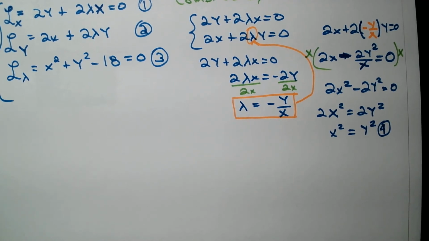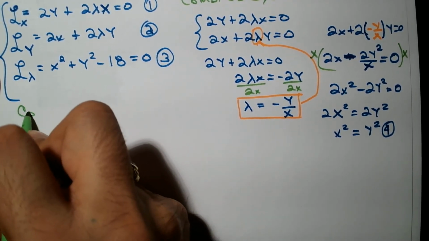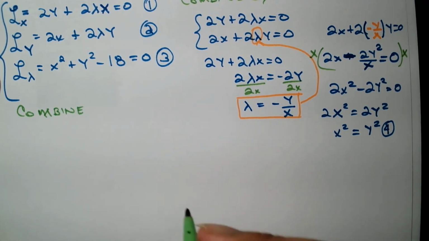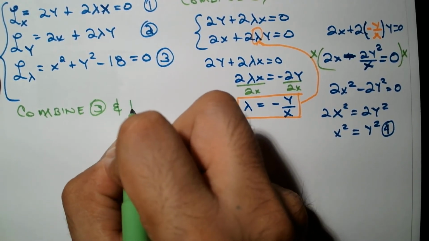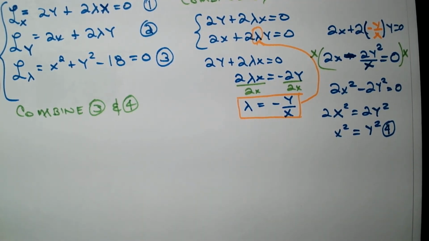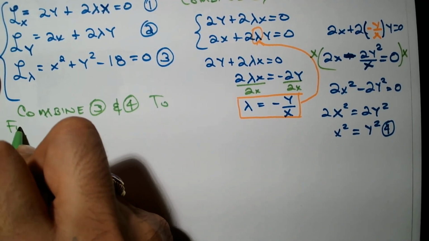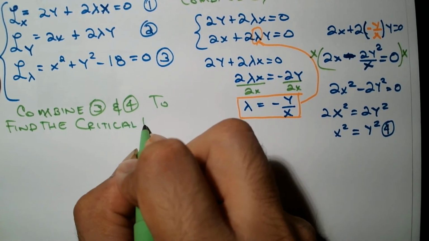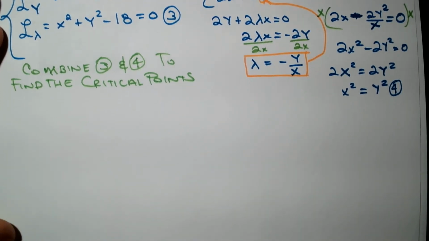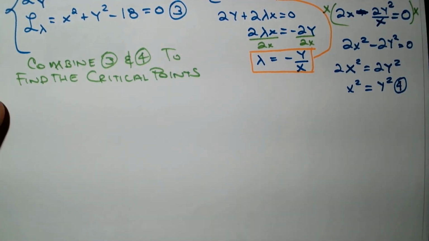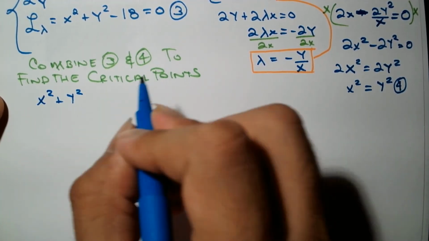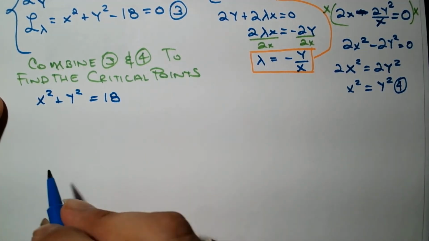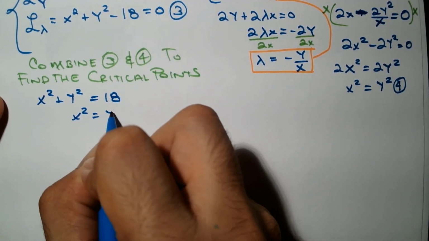So, what are we going to do here? The next step is to combine equations 3 and 4 to find the critical points. So we're going to find the critical points by combining these two equations. So x squared plus y squared equals 18. Why not? I'm going to write it back again, this one on the other side. And x squared equals y squared.